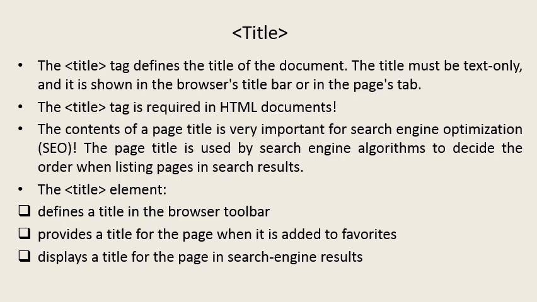For example, our university website will be displayed on the screen, the Maharashtra state government website will display the title of Maharashtra state government, central government, all these are the titles. The content of the page title is very important for search engine optimization, that is called SEO. What is search engine optimization? This page title is used by the search engine's algorithm to determine the order when listing pages in search results.